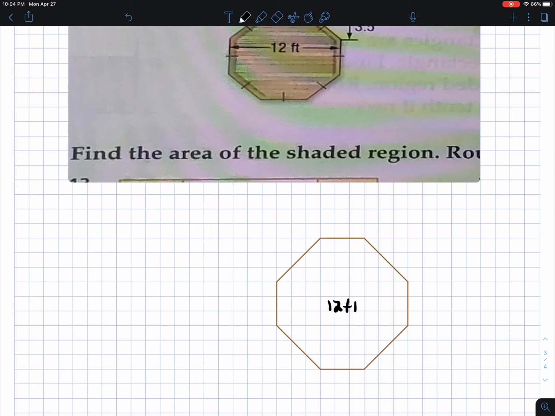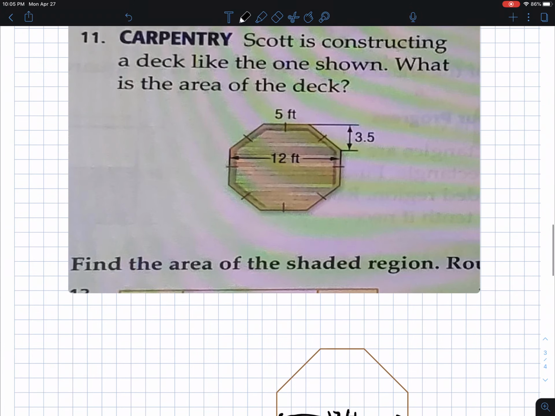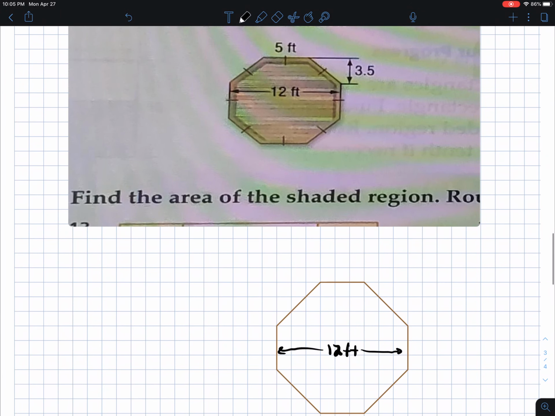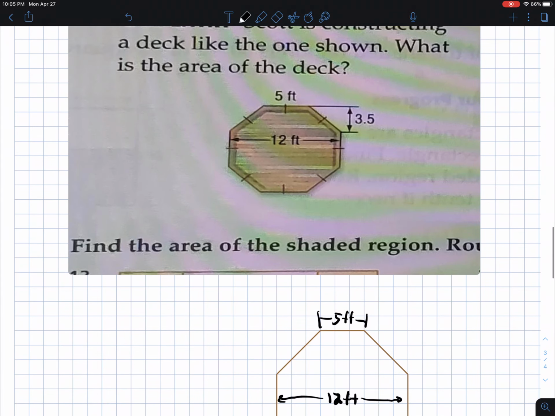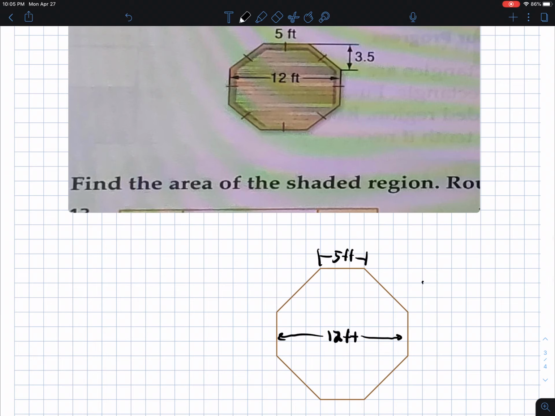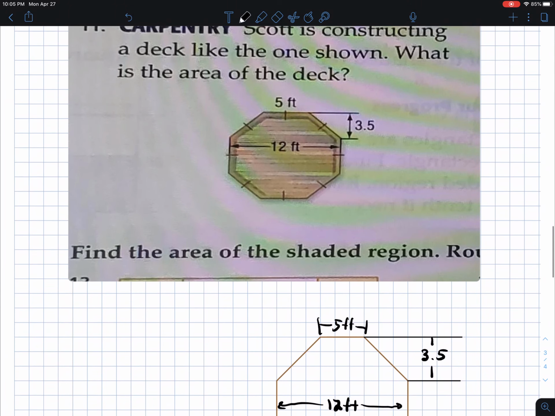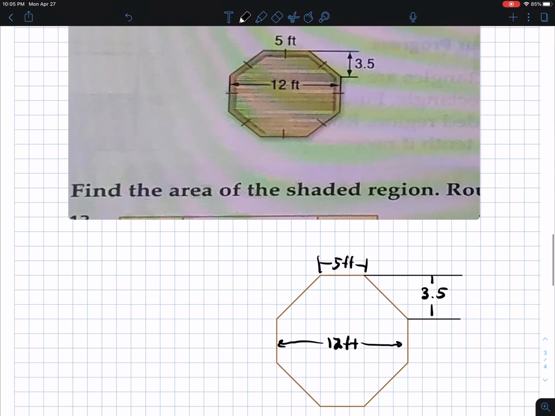So this is 12 feet. So across the middle, right? So basically from there, so from here to here, okay? Now it says that this top part, so from here to here, is 5 feet. And then it says the drop down is 3.5. So this is 3.5 from here to here. Okay. What else do we have? And all of those are supposed to be the same size. That's fine. So we want the area, right?